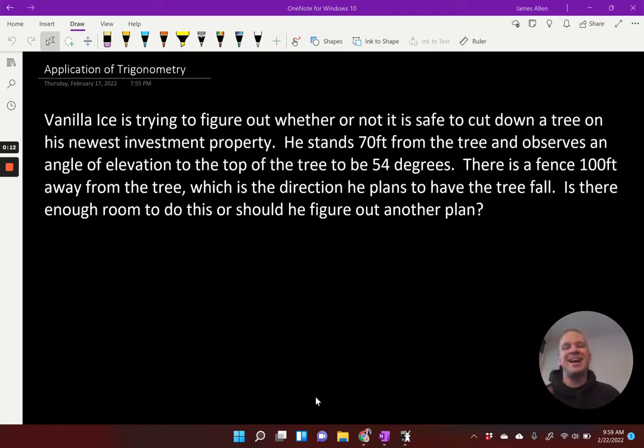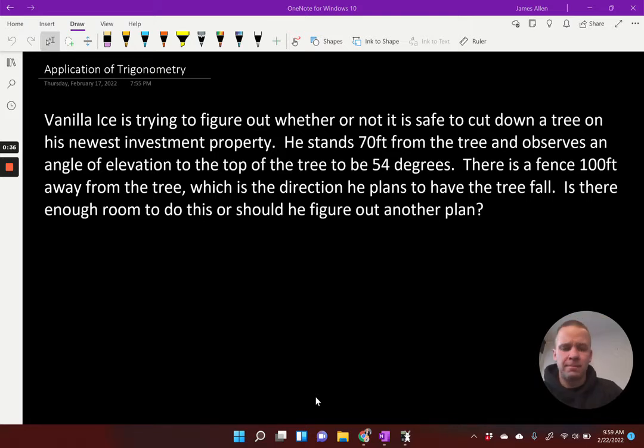First off, Vanilla Ice is trying to figure out whether or not it is safe to cut down a tree on his newest investment property. He flips houses in the Palm Beach area in Florida. He stands 70 feet from the tree and observes an angle of elevation to the top of the tree to be 54 degrees. Now, there's a fence 100 feet away from the tree, which is the direction he plans to have that tree fall. Is there enough room to do this, or should he figure out another plan?